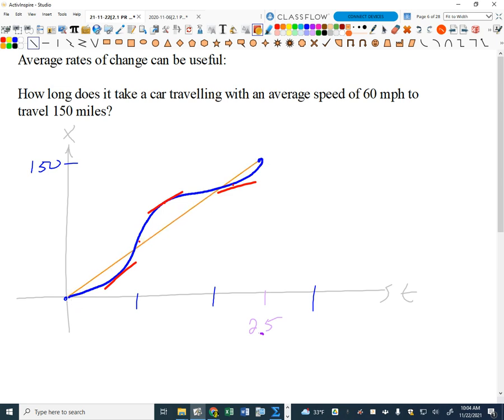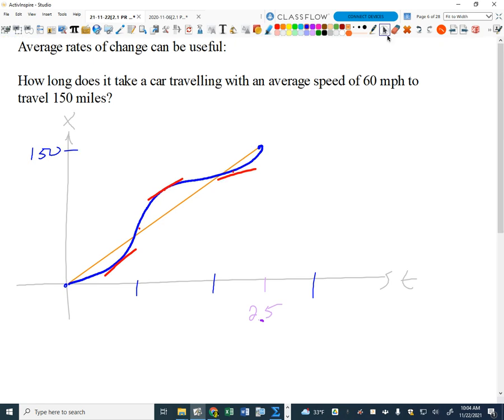Right? There's the secant line connecting those two values. Does that make sense? What we're talking about, everybody? Okay. All right.